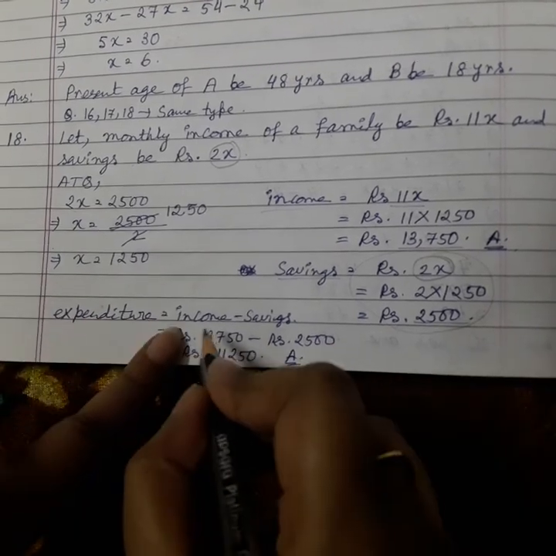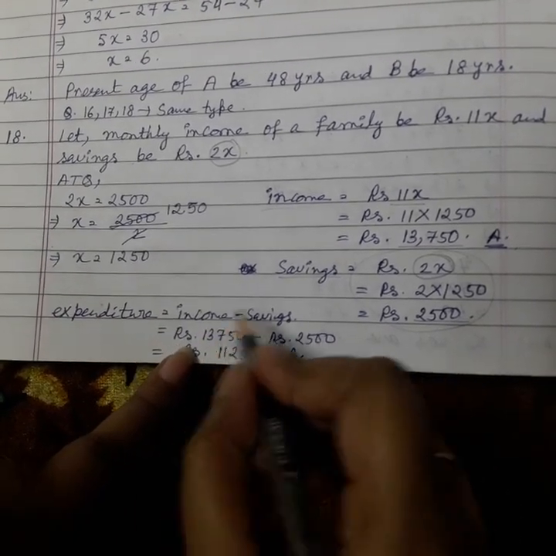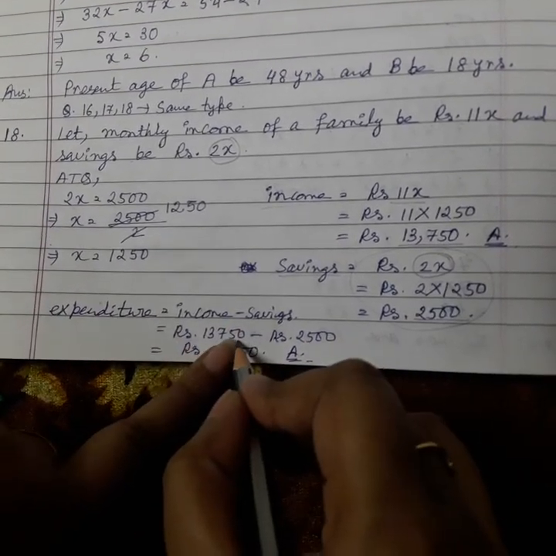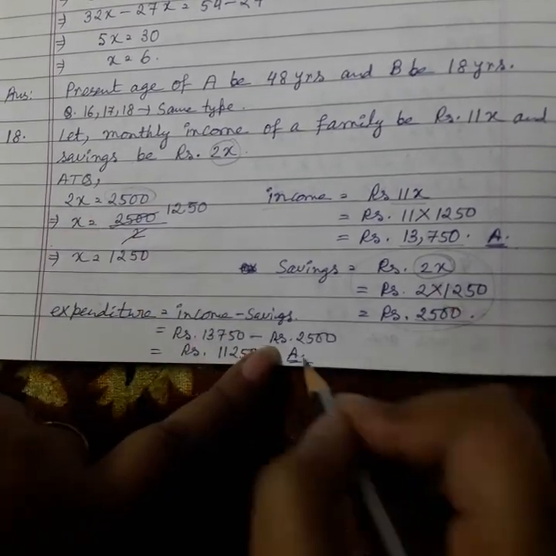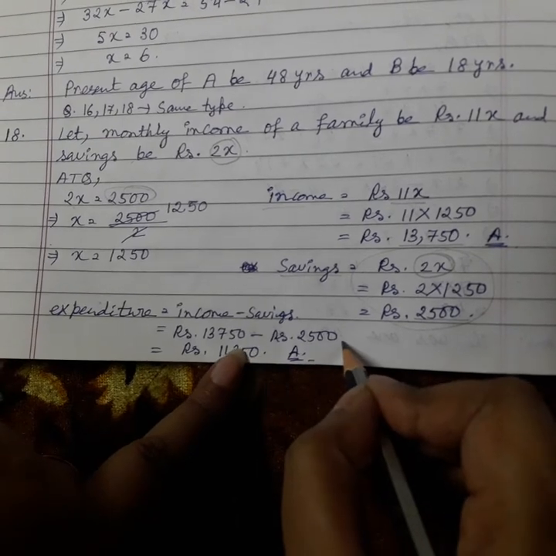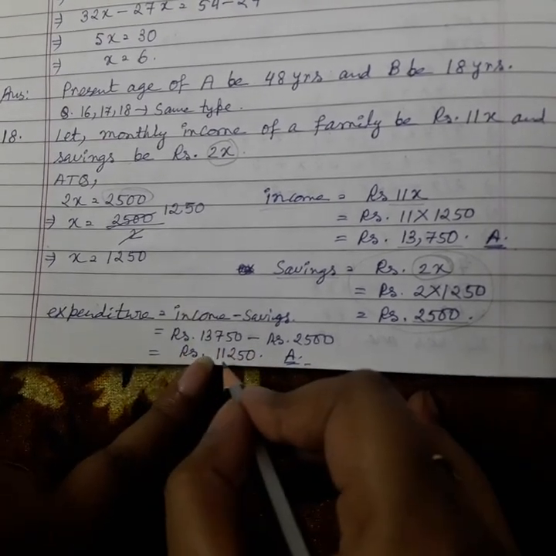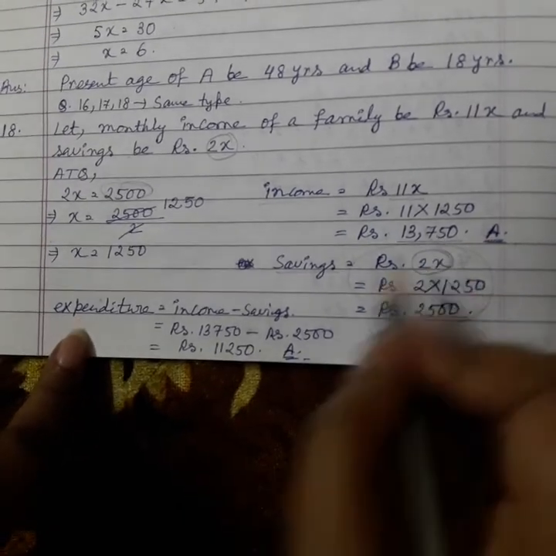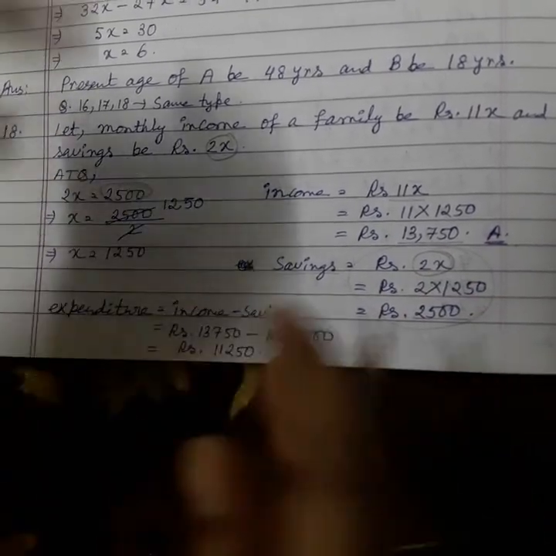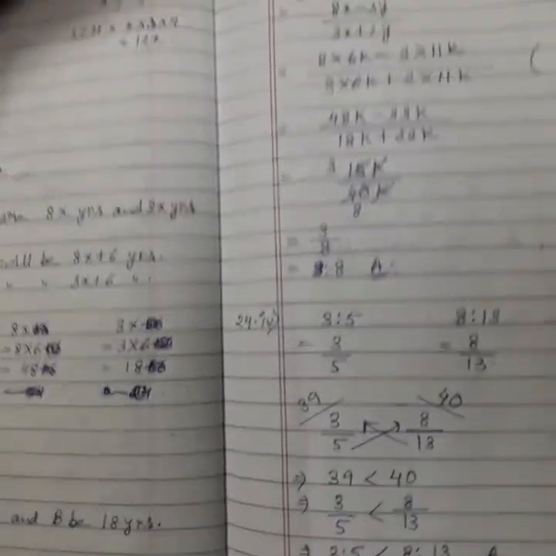Now expenditure will be what? Income minus savings. And income is what? 13,750 and savings already given, so you do not have to do this. So rupees 13,750 minus 2500, income minus savings. So it's coming 11,250. That will be the answer. Income is this and expenditure is this. So two answers we have got.